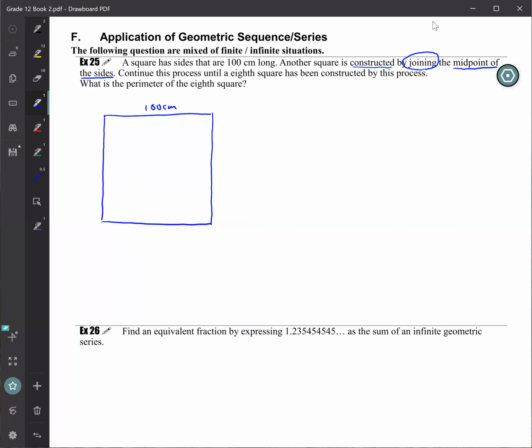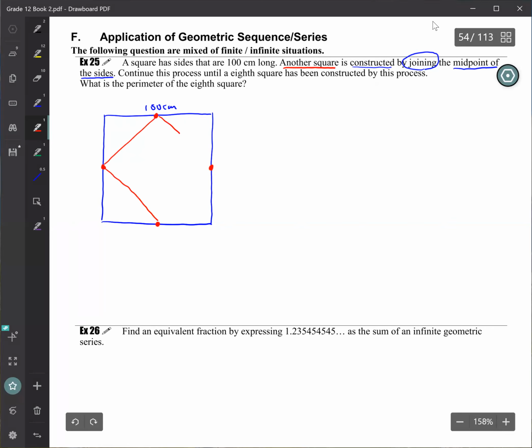So for the first square, one of the sides' midpoint will be there, another midpoint, and then another midpoint, and then another midpoint, right? All these are midpoints of the sides. And I want to make another square by joining those, right? So it'll be this way. So that's the second square, okay?